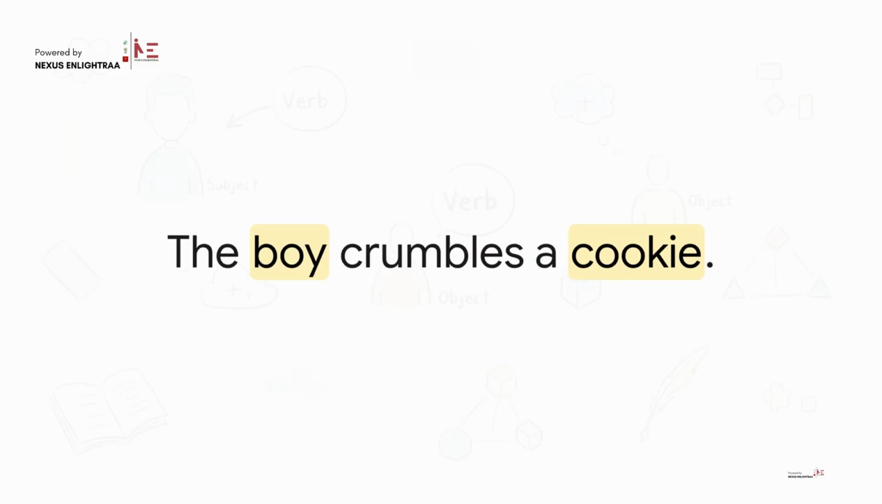Let's look at a simple example. The boy crumbles a cookie. The boy is our bold subject doing the action, right? And crumbles is our underlined predicate. So, apply our test. Ask the question, the boy crumbles what? Well, he crumbles a cookie. So, the cookie is our direct object.